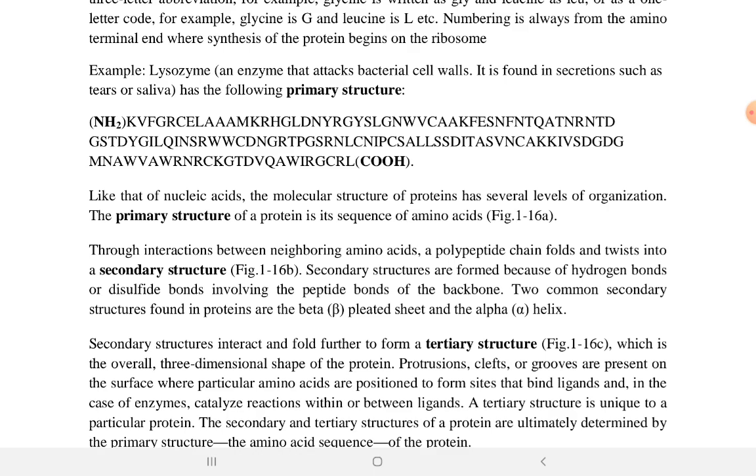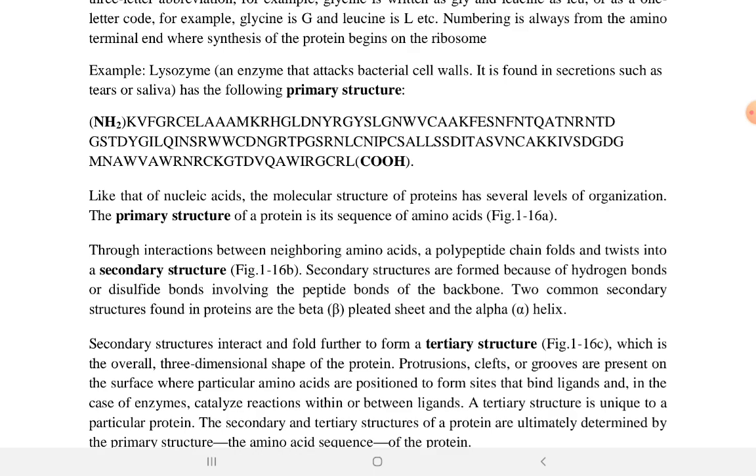There can be protrusions, clefts or grooves present on the structure where particular amino acids are positioned to form sites that bind ligands, and in the case of an enzyme, it catalyzes reactions between ligands. So a tertiary structure is unique to particular proteins.